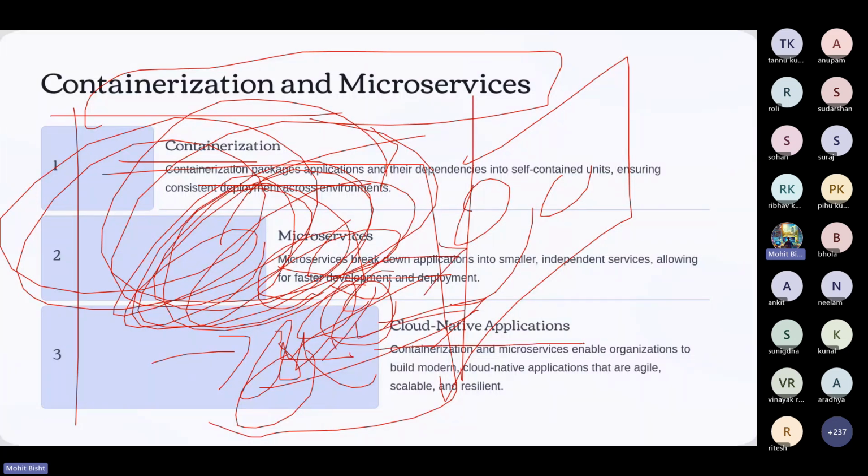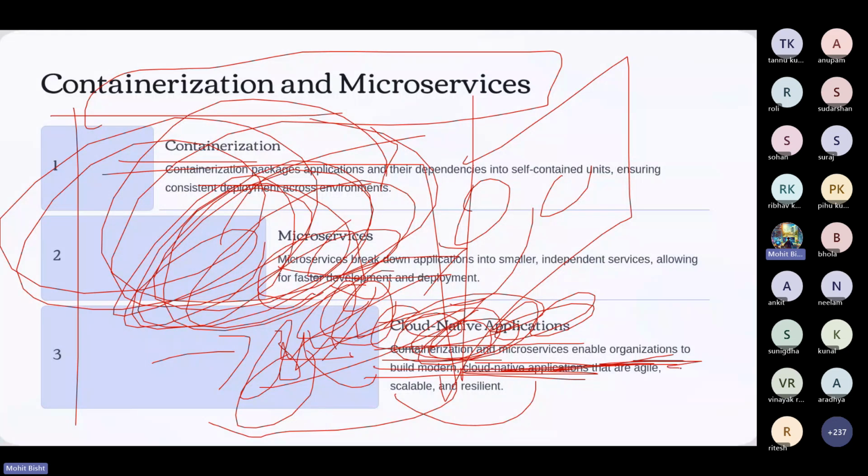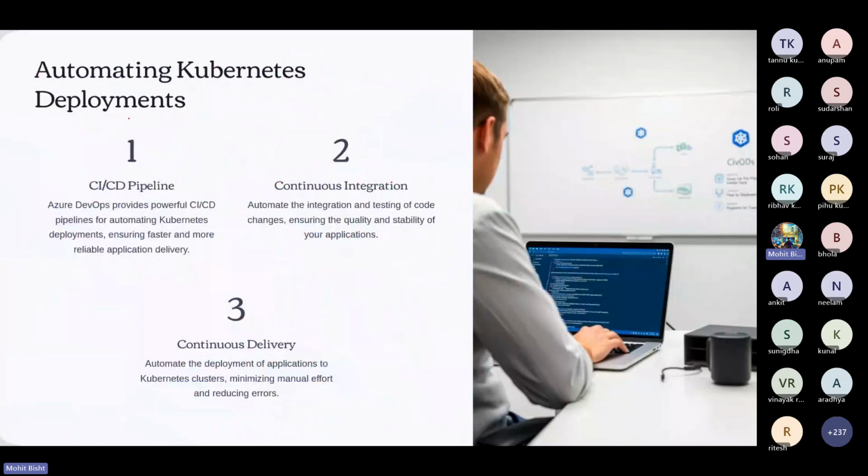So next we have cloud native application. What does it mean? So containerization and microservices enable organizations to build modern cloud native applications, which are agile, right? So cloud native application is nothing but microservices enabling organizations to build modern cloud native applications, which are agile, scalable, and resilient, right? So let's go to the next slide.